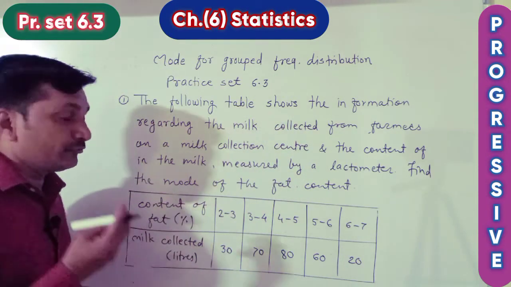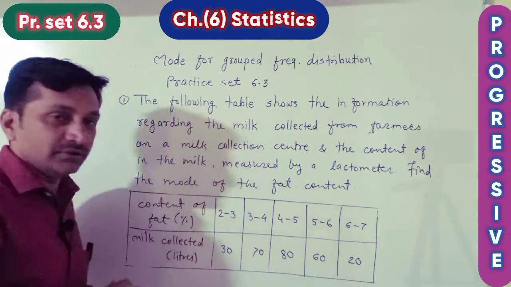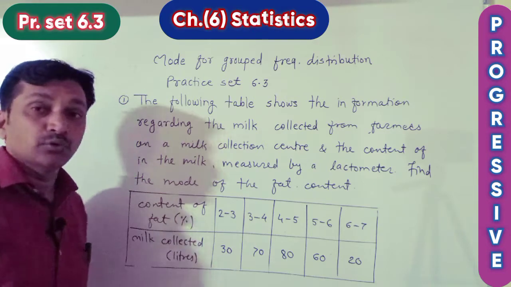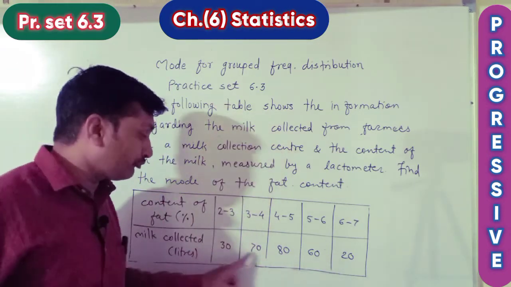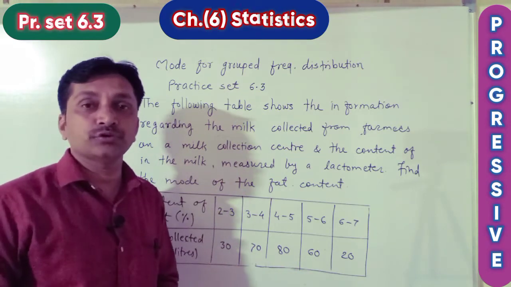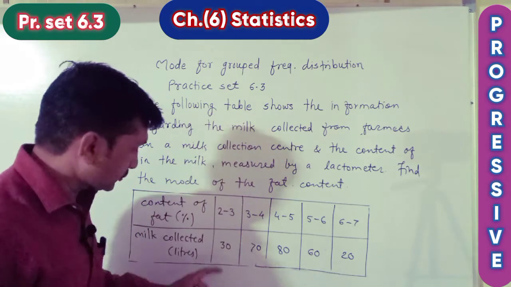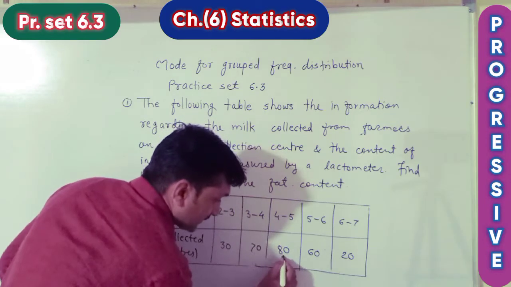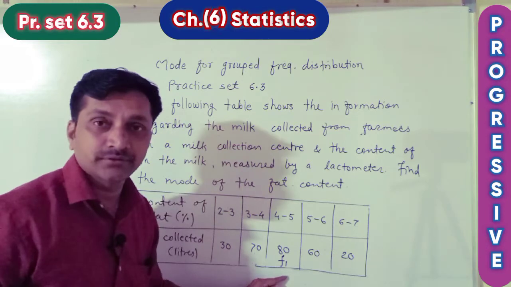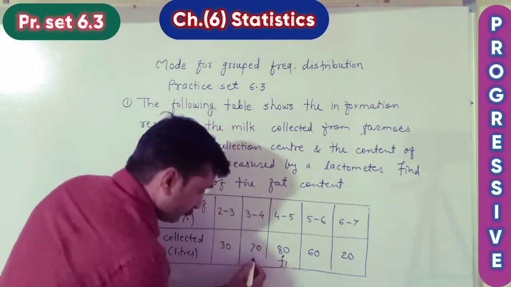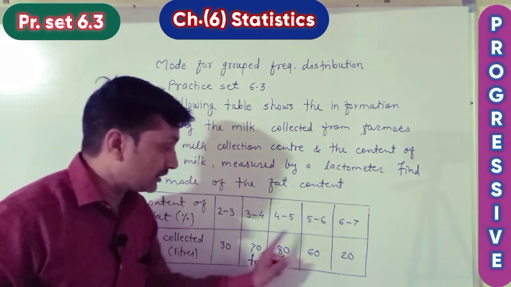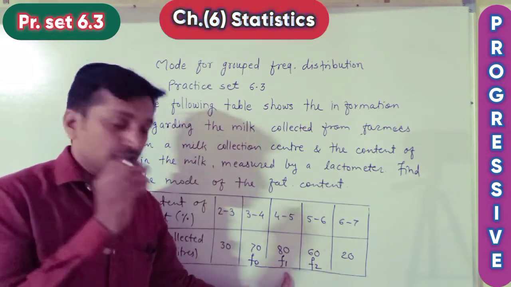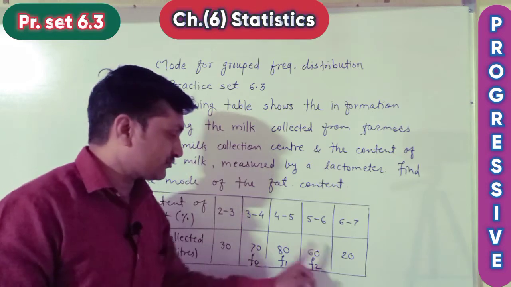That is the information. Now for mode, from the given table, the milk collected is the frequency and the fat content is the class. From the row of frequencies, first of all you select the highest, maximum frequency. Let's see which is the highest frequency: 30, 70, 80, 60, 20. 80 is the maximum frequency. Write the highest frequency as F1. The previous frequency is F0, and the next frequency after the maximum is F2. So we need three frequencies: the highest F1, the previous F0 and the next F2.